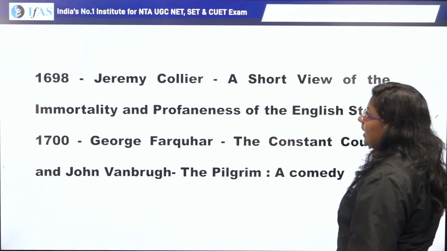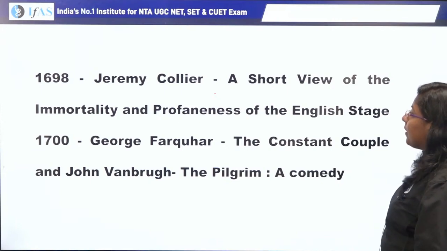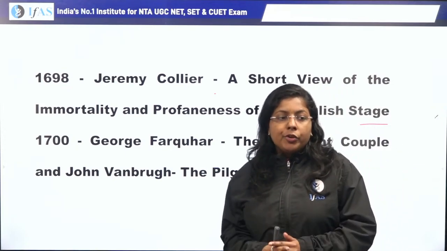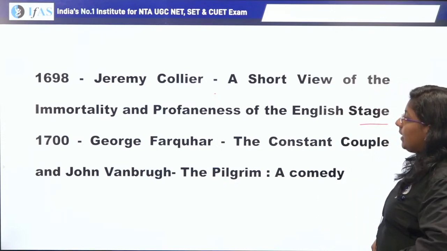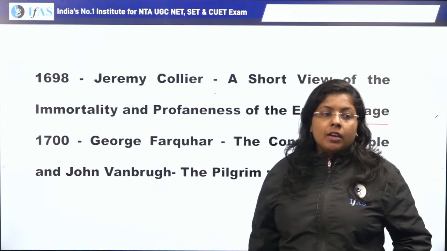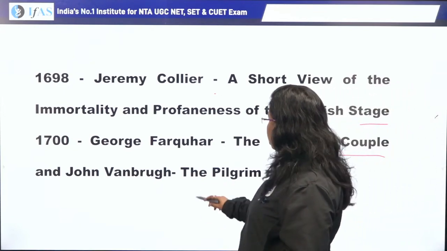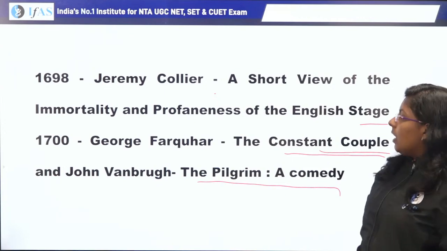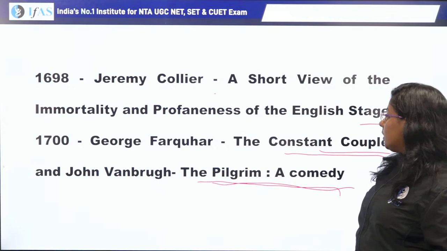Next, in 1698, we have Jeremy Collier, A Short View of the Immorality and Profaneness of the English Stage. Then in 1700, at the end of the Restoration Age, we have George Farquhar with his The Constant Couple. In 1700 also, we have another writer, John Vanbrugh. He published his work, The Pilgrim, a comedy.